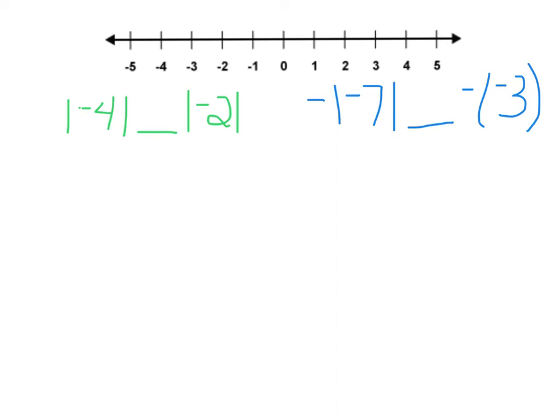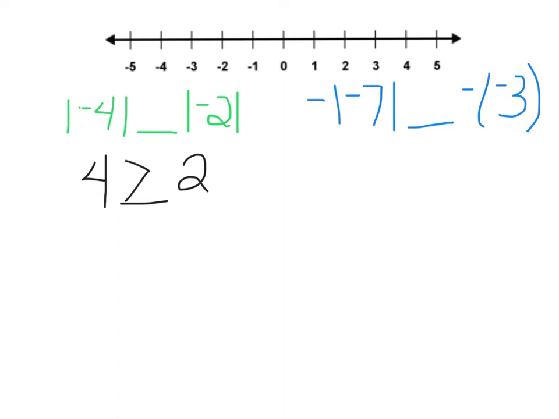So let's take a look at a couple other examples. Here we have the absolute value of negative 4 compared with the absolute value of negative 2. So we're going to do the absolute value of each one. The absolute value of negative 4 is 4, compared to the absolute value of negative 2, which is 2. So 4 is over here to the right. That's greater than 2. So 4 is greater than 2.